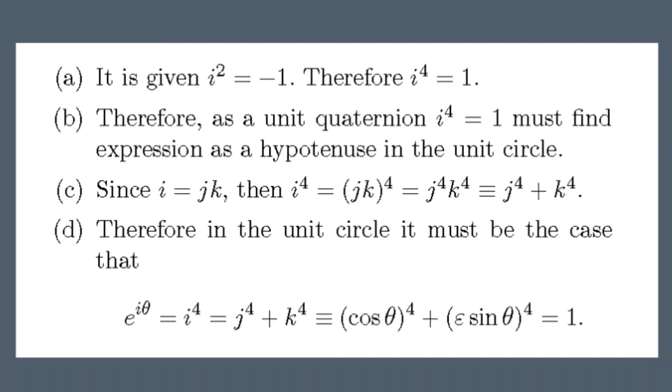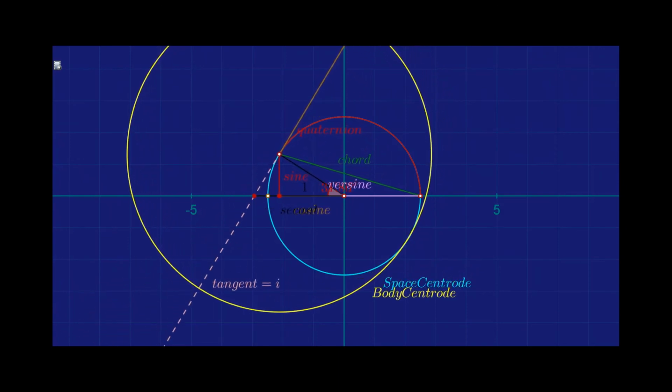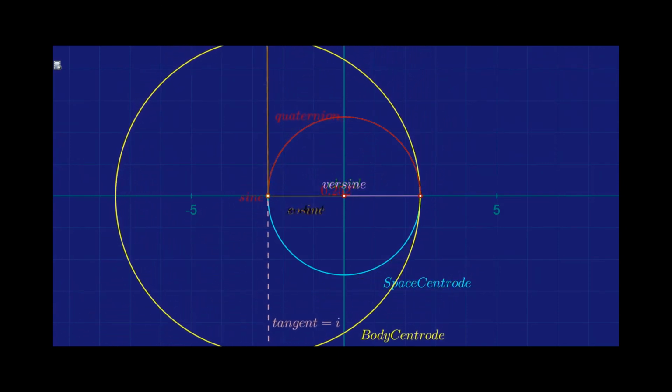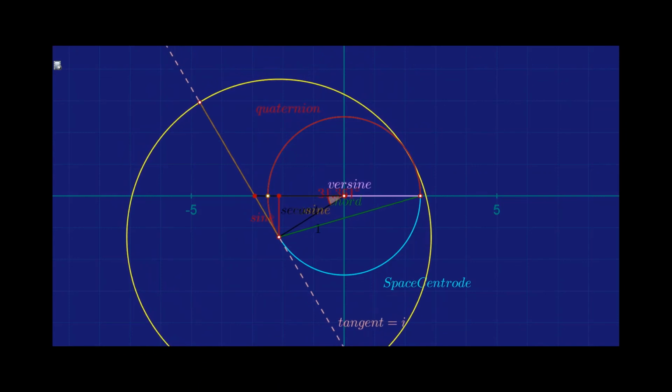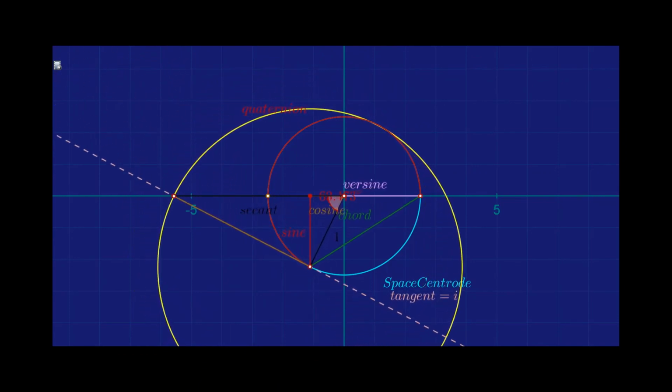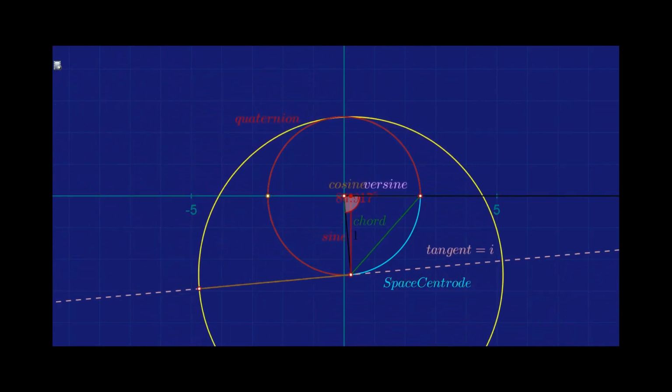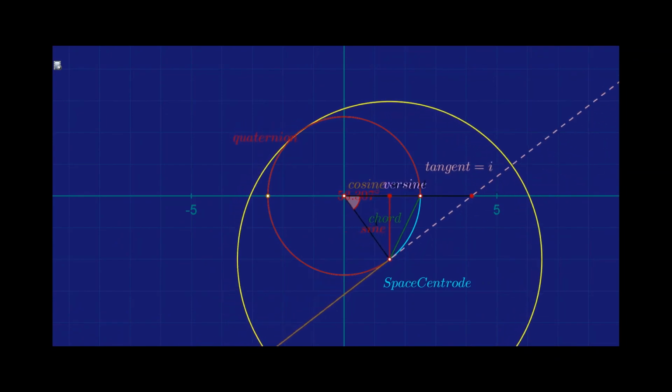Therefore, in the unit circle, it must be the case that e to the i theta equals i to the fourth equals j to the fourth plus k to the fourth, which is equivalent to cosine theta to the fourth plus epsilon sine theta to the fourth equals 1. If we allow the secant coordinate to represent the hypotenuse of a diagonal triple, then we see that its hypotenuse extends the entire diameter of the unit circle, reaching a maximum at -1, 0, which coincides with the following equation.